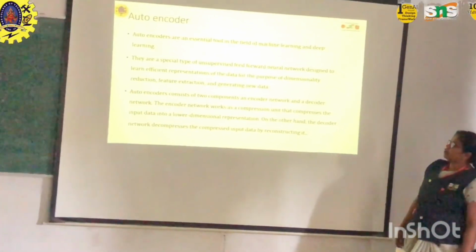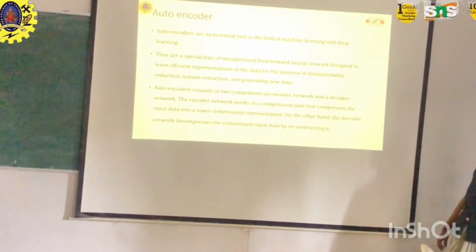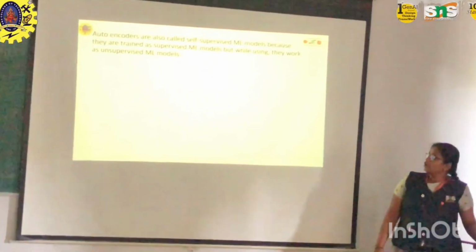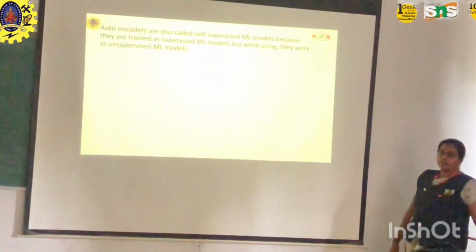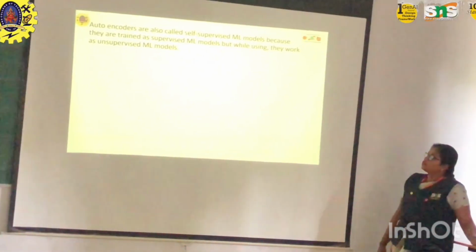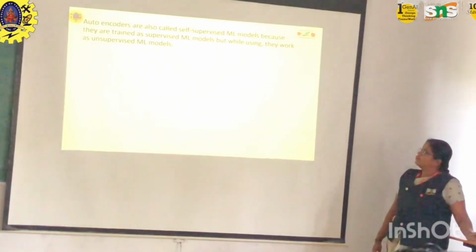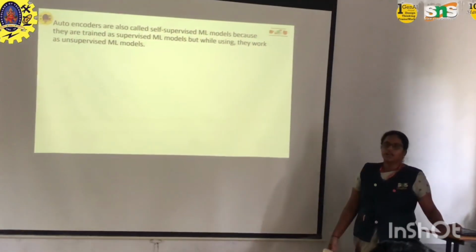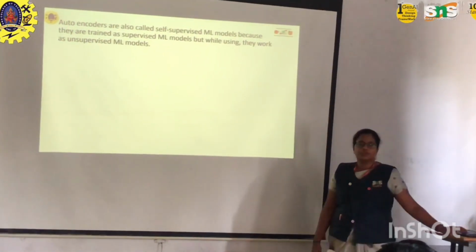Now, autoencoders are an essential tool in the field of machine learning and deep learning. Next, autoencoders are also called a self-supervised ML model because they are trained as a supervised ML model, while in use they work as an unsupervised ML model. What is a supervised model? What is supervised?